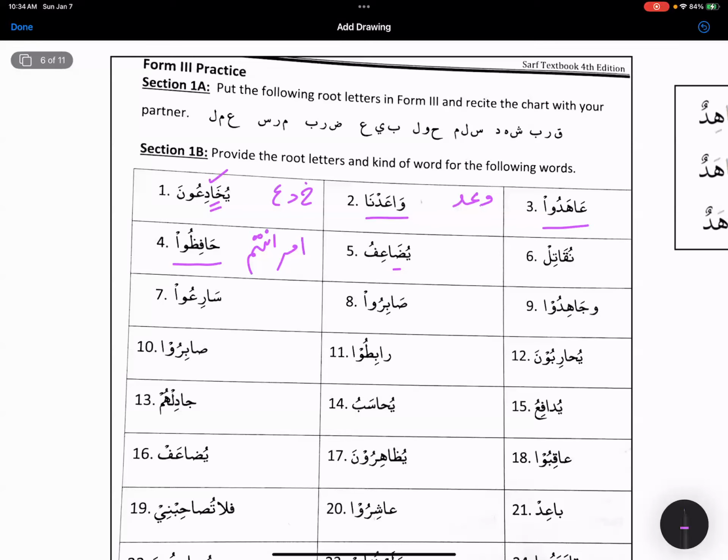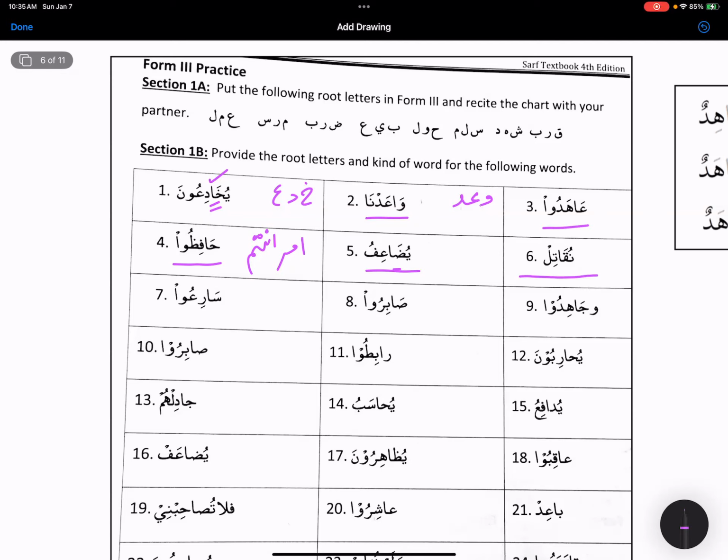Okay, now we were on yudaifu. Dad, ain, fa, fil mudari, and the fail is huwa, and then it is Jahada family. Translation? He will increase. Very good, mashallah. He will increase, he will multiply. May Allah multiply our reward many-fold for all our efforts.